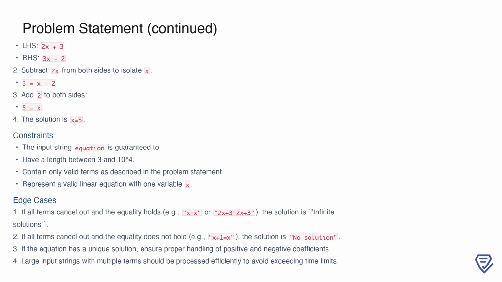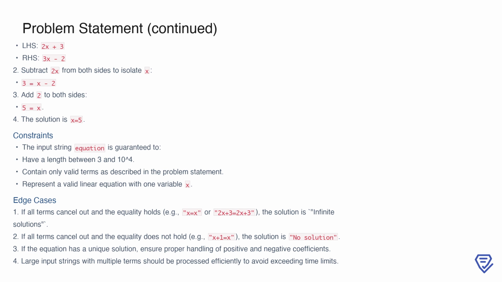The left-hand side is already simplified as 2x plus 3, and the right-hand side simplifies to 3x-2. Next, we subtract 2x from both sides to isolate the variable x on one side. This gives us 3 equals x-2. Then, we add 2 to both sides to solve for x, resulting in 5 equals x. Therefore, the solution is x equals 5.